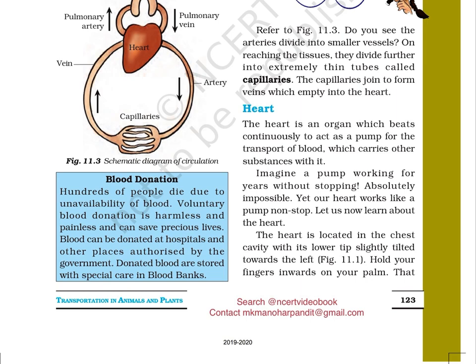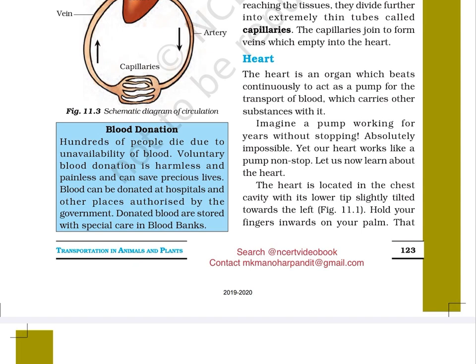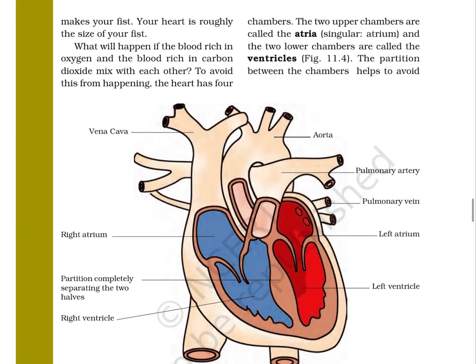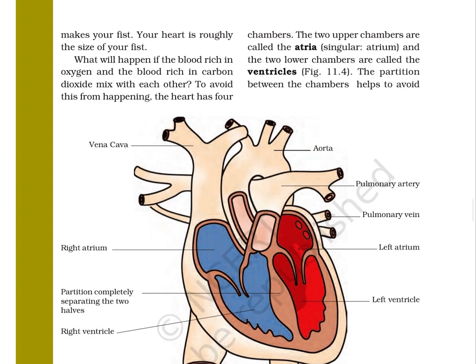The heart is located in the chest cavity with its lower tip slightly tilted towards the left. You can observe this in figure 11.1. Hold your fingers inwards on your palm. That makes your fist. Your heart is roughly the size of your fist.